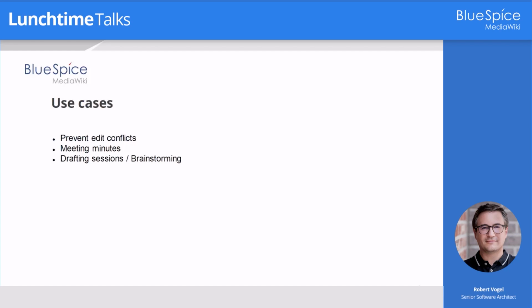Besides that, one of the most common use cases will probably be meeting minutes. So this is something that is already done by many people. If they do a meeting and they want to create minutes in a collaborative way, they use some tool like, let's say, Etherpad or something. Then they type in there, and then they store the final minutes in the wiki, for example. And this can now be done directly in the wiki without using another tool.